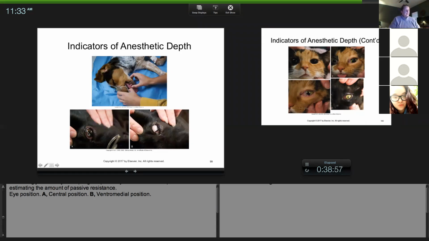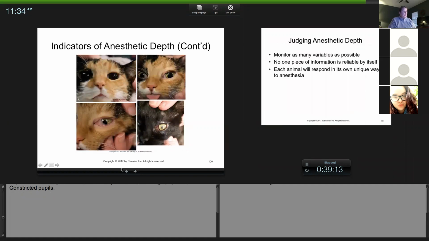Now, if I see this eyeball, it could be they're very light, like you just anesthetized them, or they're too deep. That's when you have to look at your jaw tone, pedal, and heart rate to see which way you are. And then this next picture shows some of the pupil, where we've got it dilated.